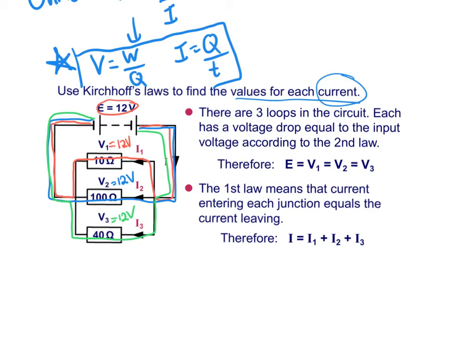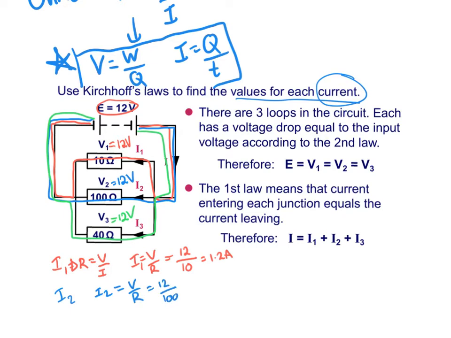So if I start with first calculating the current through the first one, if I rearrange, I is V over R. So to find I1, it will be the potential difference across the resistor, which is 12 volts, divided by 10. So that's 1.2 amps. For I2, again, I have the voltage across it and the resistance of the resistor. So that will be 12 divided by 100, which gives me 0.12 amps.